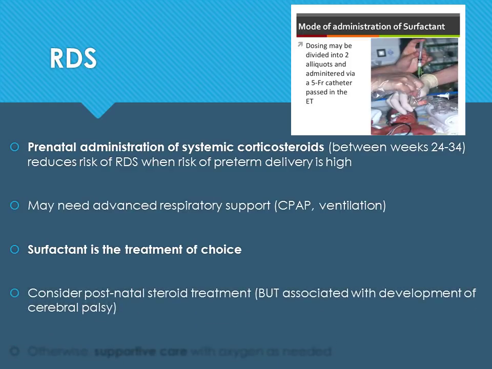We can consider postnatal steroid treatment of the infant, but it's associated with developmental cerebral palsy, so that's not necessarily something that we give. And otherwise, we're providing supportive care, right? Especially with oxygen as needed.